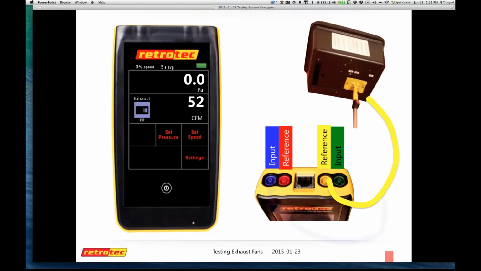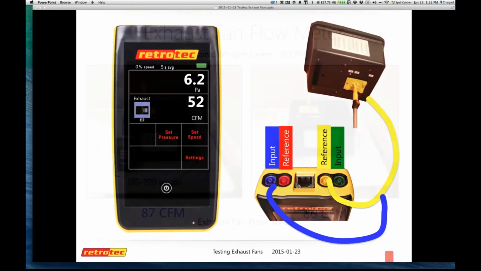Yes, okay. So Joe, if there's only one tap on the exhaust flow hood, how do you get 2 tubes into the one tap? That's an excellent question. Let me go back to it. When you get your Retrotec system, it comes with a little accessory kit. It comes with a pressure probe and a variety of other key things, but it also comes with several T's.